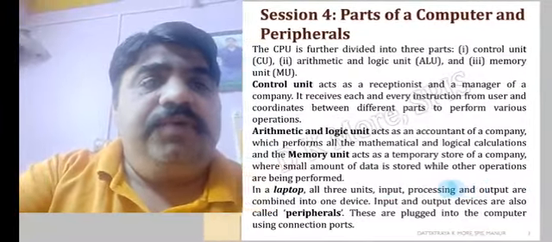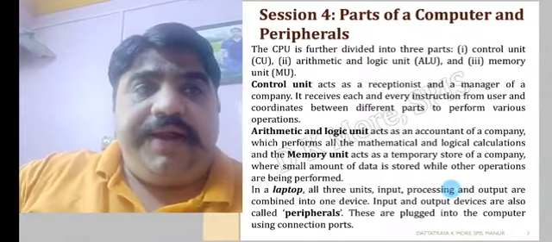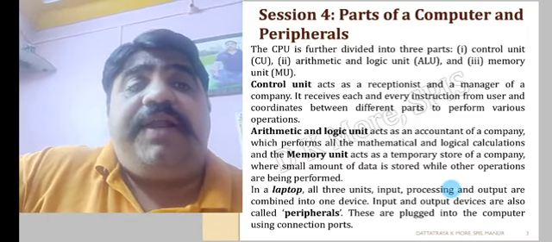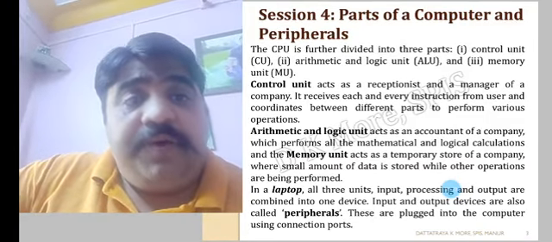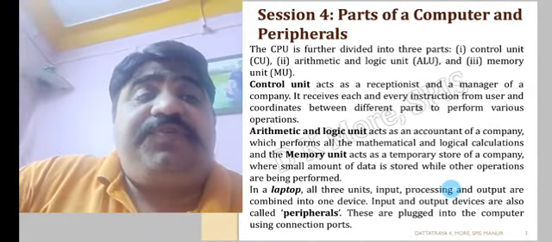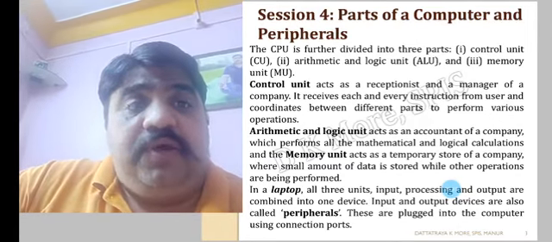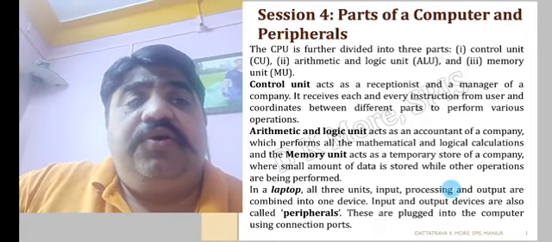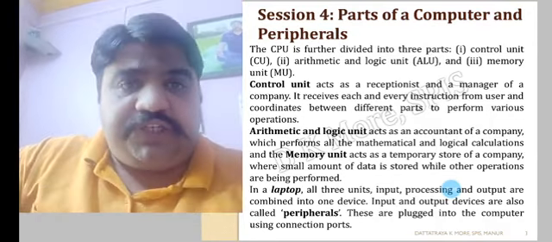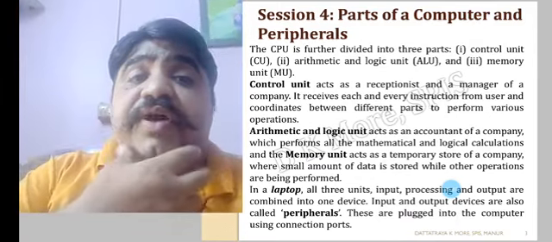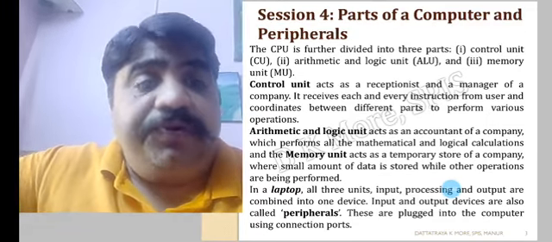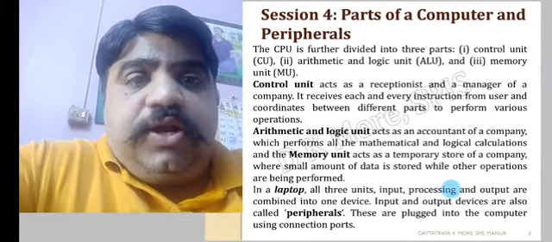Let us move ahead. The CPU is further divided into three parts: first is control unit, CU, second is arithmetic and logic unit, ALU, and third is memory unit, MU. Control unit acts as a receptionist and a manager of a company. It receives each and every instruction from the user and coordinates between different parts to perform various operations. Control unit is the very important unit which controls all the activities going on in your computer system.